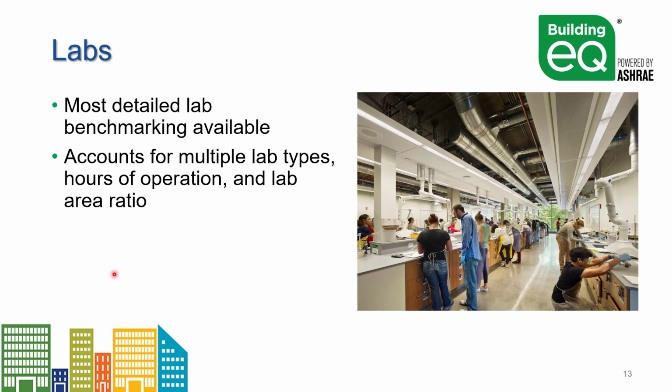And so we worked really closely with Labs 21, and we developed an extensive lab benchmarking tool into Building EQ that can be used for universities or any other kind of building types, but will allow you to go in and put in the details of your lab. And you can have multiple lab types. You can change the hours of operation, and you can talk about what percentage of the building has labs. So it really helps you understand why the energy use in one building can be so much higher than the other. If you've got labs in it, it should be expected that it's going to have a higher energy usage.